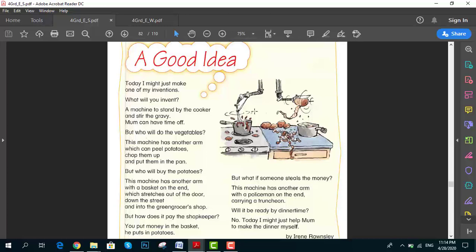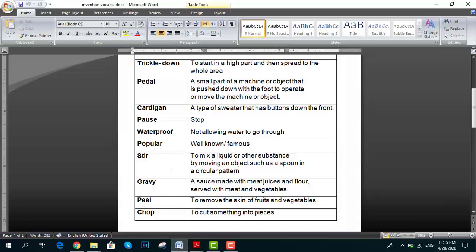So the vocabularies that are related to this poem, we have the word stir. When we say stir, it means to mix something. Stir, to mix a liquid or other substance by moving an object such as a spoon in a circular pattern. So we move the spoon in a circular pattern to mix the liquid or to mix the gravy, which goes to the second vocabulary.